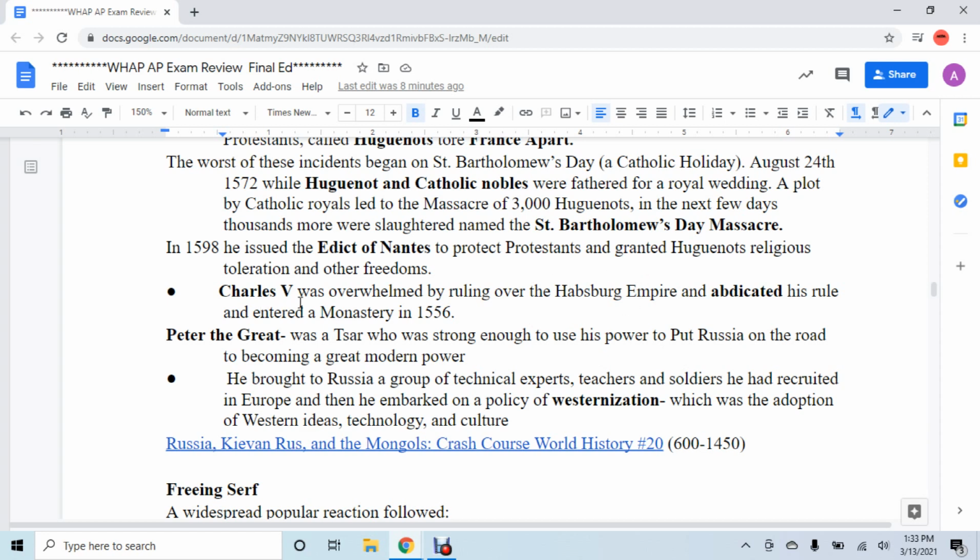And when Charles V reigns, he actually inherits the Habsburg Empire and the overseas colonies, and he basically abdicates his rule. He gives the overseas colonies, such as the Americas, to his son Philip II, the first absolute monarch, and he gives the Habsburg land, Central Europe, to his brother Ferdinand, and he kind of retires.